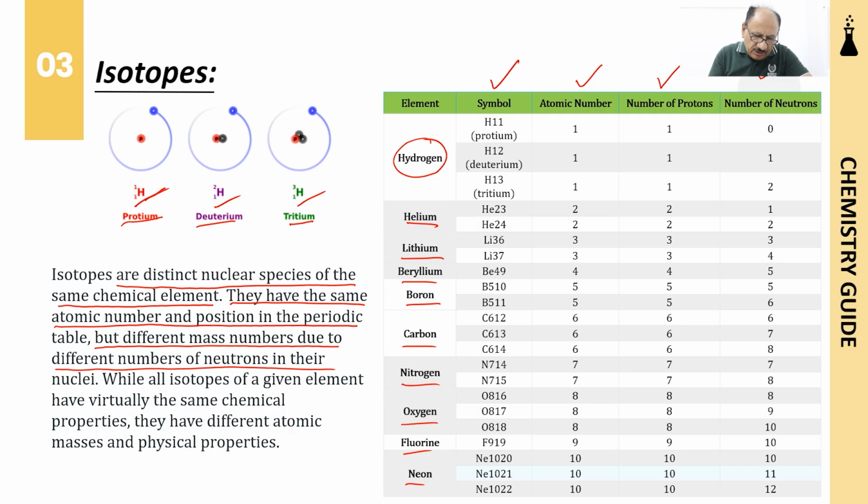While all isotopes of a given element have virtually the same chemical properties, they have different atomic masses and physical properties. Keep in mind that chemical properties are based on the number of electrons, and that too mainly on the outermost electrons. Sharing, donation, and acceptance of electrons is all based on the valence electrons. So chemical properties are based on the number of electrons, whereas physical properties are based on the mass number of an element. We are done with this.